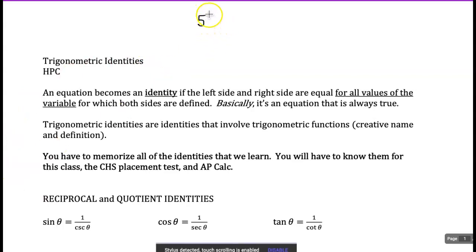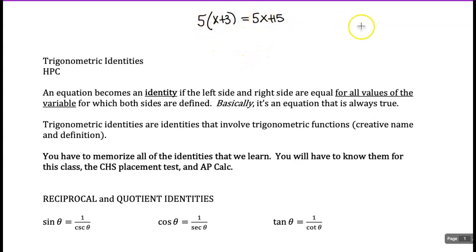So just real quickly, like in algebra, we have identities, and here's a pretty typical one. If you have 5 times x plus 3, that's equal to 5x plus 15 because of the distributive property. And this is always true. No matter what I plug in for x, this is a true statement. Whereas if I had something like this, it is only true when x equals 4. So this is not an identity because it's not always true. Whereas in this case, no matter what I plug in for x, both sides are going to be equal.